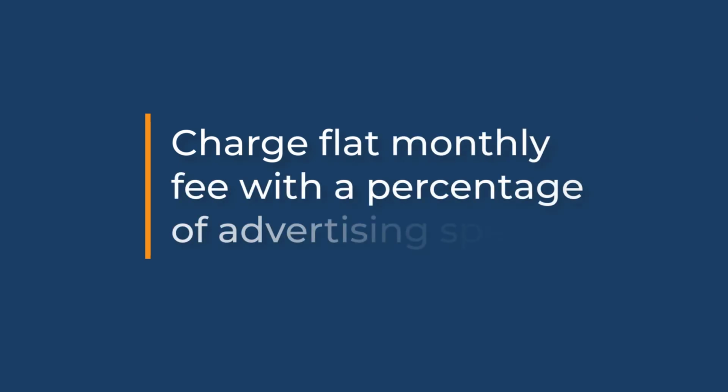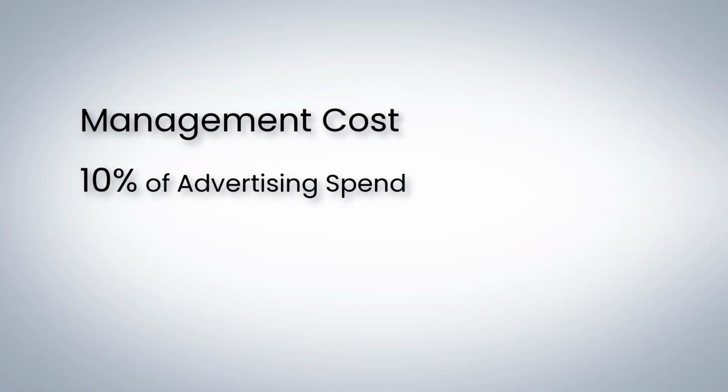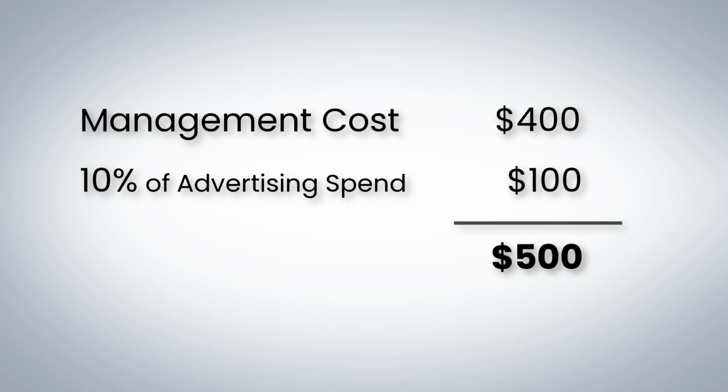So the first method would be charging a flat monthly fee with a percentage of advertising spend. An example might be if the client was spending $1,000 a month on their ads, we might charge them $400 a month plus 10%. So 10% of $1,000 would be an additional $100. We would get the $400 fee plus that $100, for a total of $500 a month to manage that account.